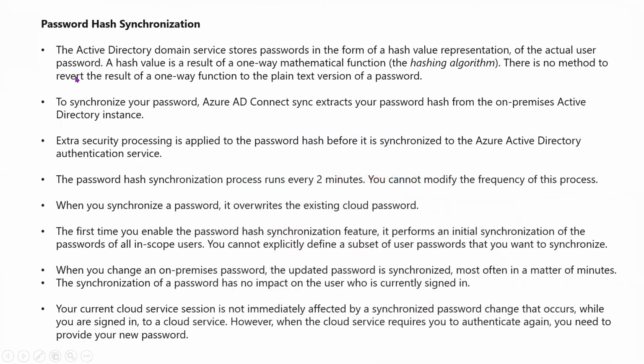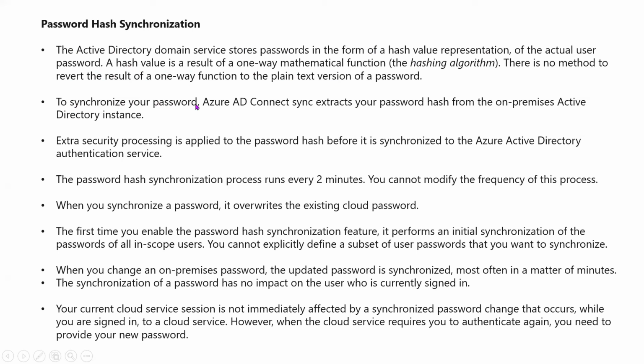Let's move here. So now what it says about password hash synchronization: the Active Directory domain service stores passwords in the form of a hash value representation of the actual user password. What is a hash? A hash value is the result of a one-way mathematical function, the hashing algorithm. There is no method to revert the result of a one-way function to the plain text version of a password. So basically, with the help of this hashing algorithm, the password is getting converted into a hash.